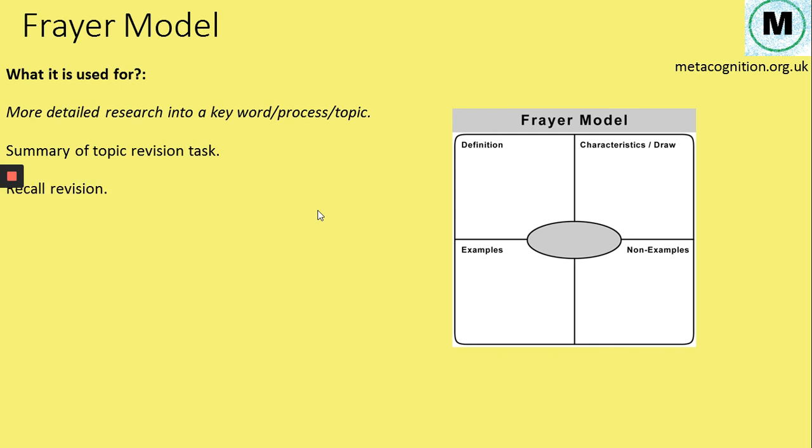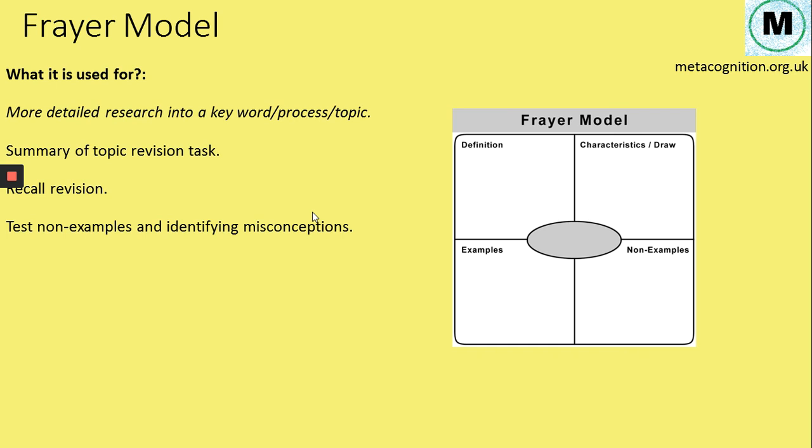But you can take that further. It can be used as a recall revision task, so maybe just before an assessment or as homework, get students to produce Frayer models on the topics you're going to be assessing them on as a revision tool. You can also test for non-examples and identify misconceptions. So often, students put down misconceptions in the examples box. You can use this as an assessment.